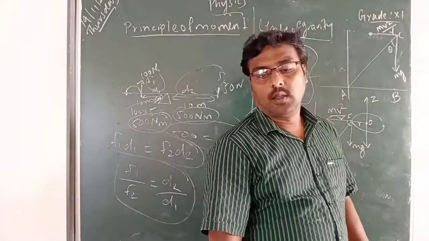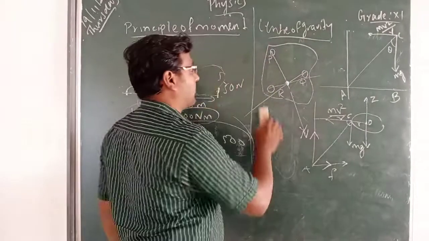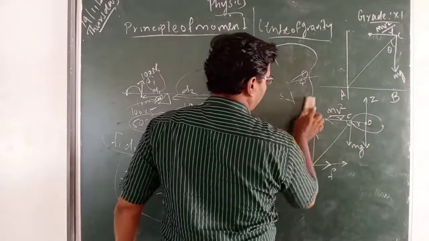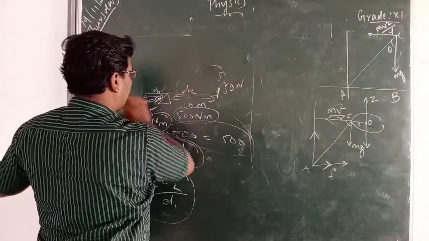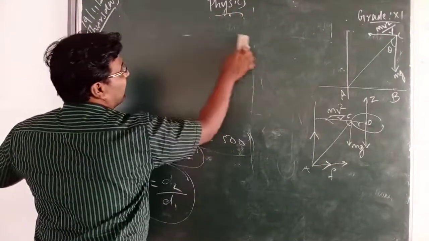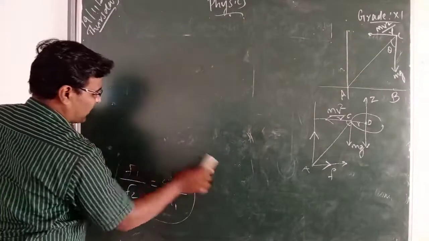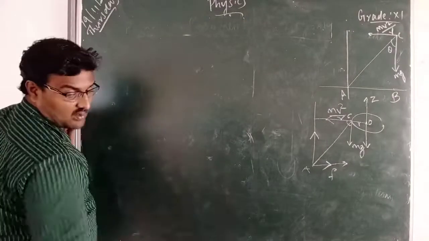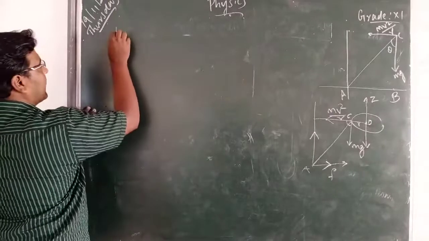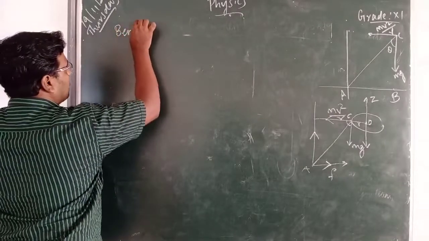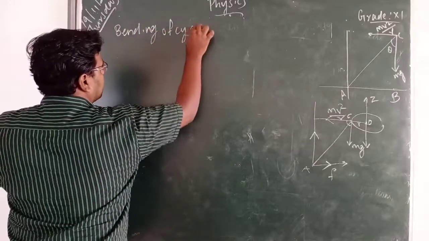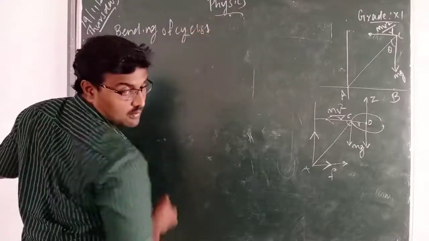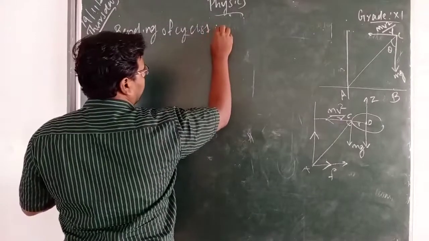Next one is bending of cyclist in curves. Okay, this is a derivation, an important, very important question in this unit. So, bending of cyclists in curves.